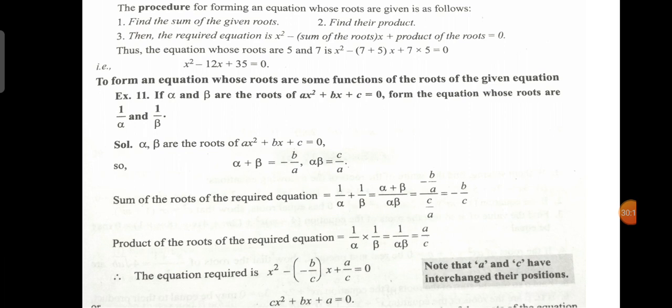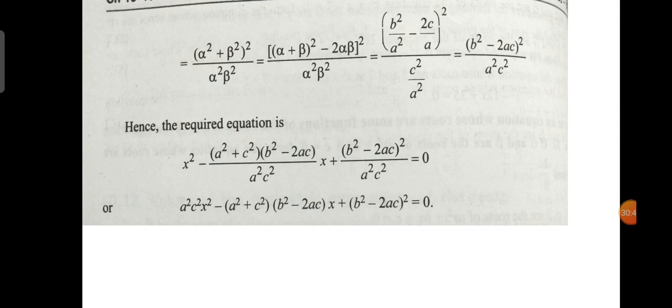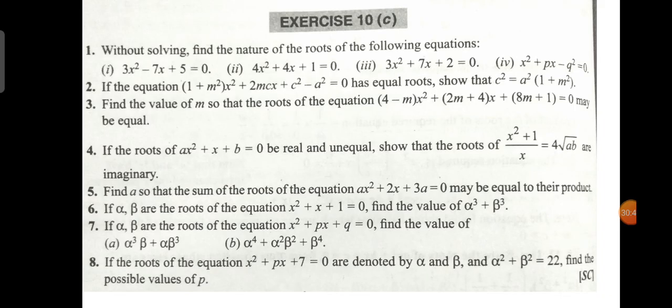It is the quadratic equation. So similarly, to form the equations, roots are given like this, alpha plus beta. That is given there. Next, that example is also given there. Alpha and beta are roots, then form the equation whose roots are alpha square plus beta square and 1 by alpha square plus 1 by beta square. Go through this. And the last, exercise questions.